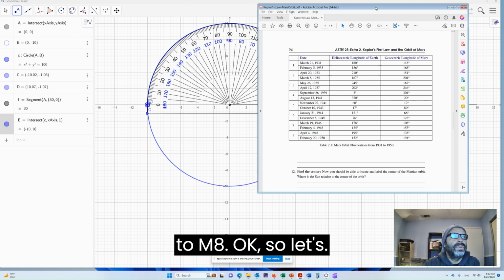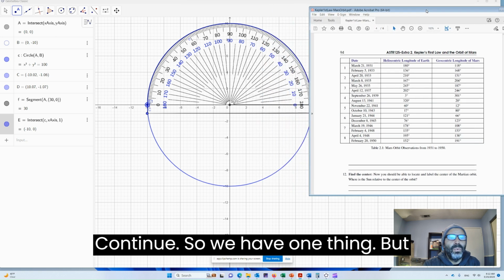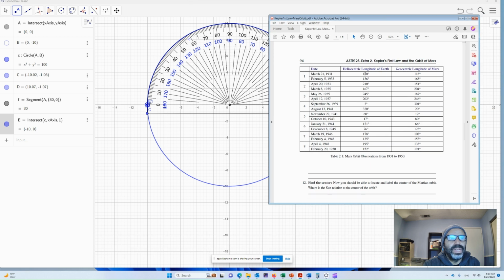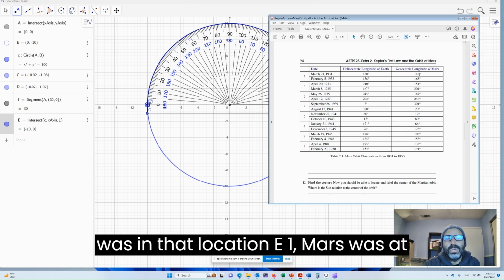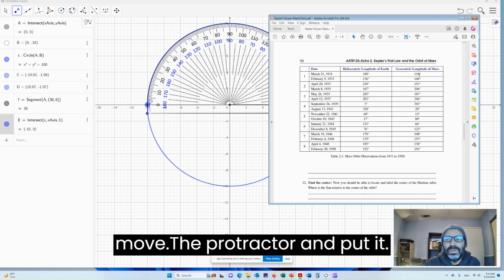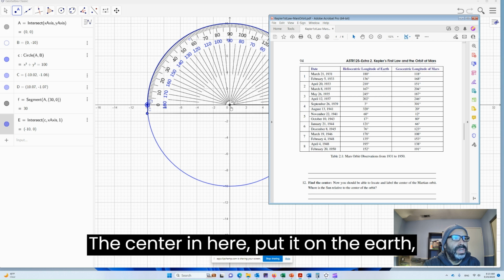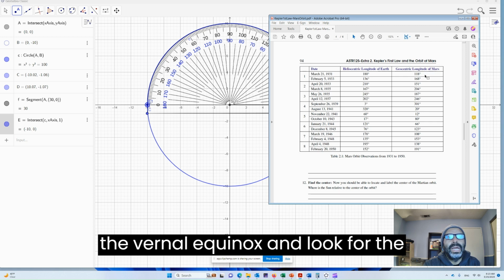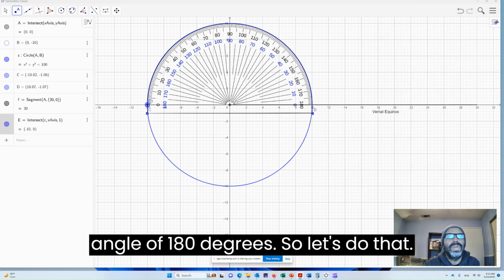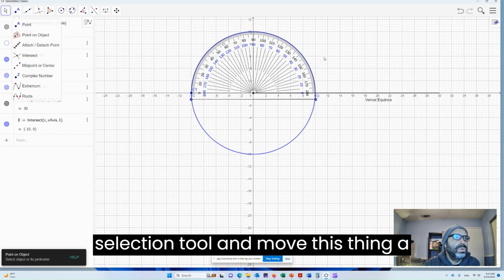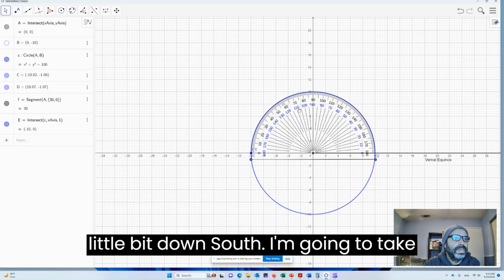Okay, so let's continue. So we have one thing, but then on that date, when the Earth was in that location, E1, Mars was at a position of 118. So I'm going to move the protractor and put its center in here, put it on the Earth, put it in position E1, line it up with the vernal equinox, and look for the angle of 118 degrees. So let's do that. I'm going to again use the selection tool and move this thing a little bit down.